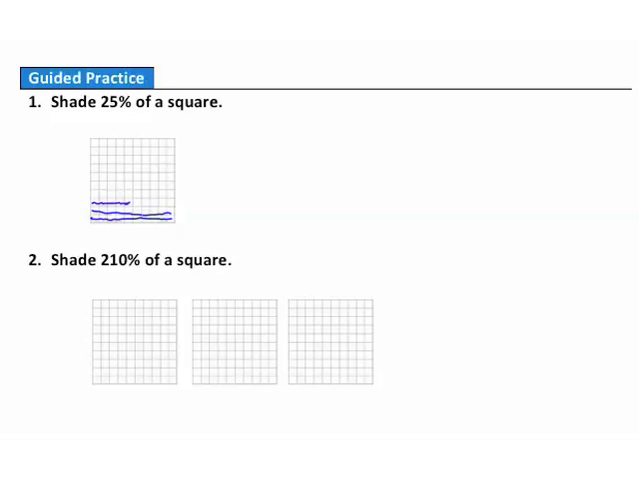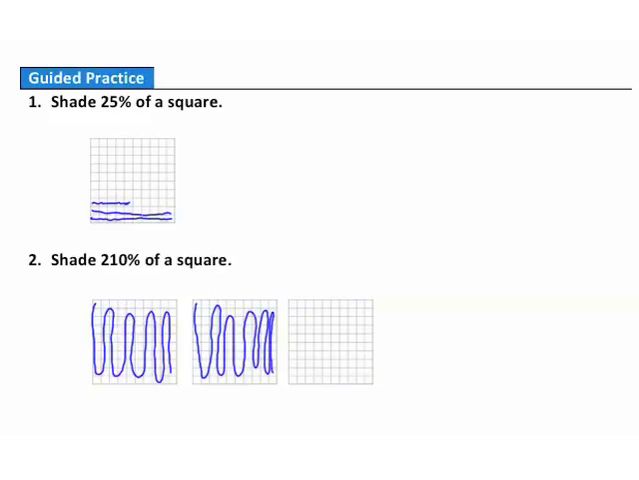Question 2. Shade 210% of the square. Well, we're going to start by shading the whole entire square. And so that would be 100%. If I shade this whole square, now I need to shade another whole square. There is 200% when I shade that whole square. And now I need 10%. So just one of these rows. So there is 210% of one square that's shaded.